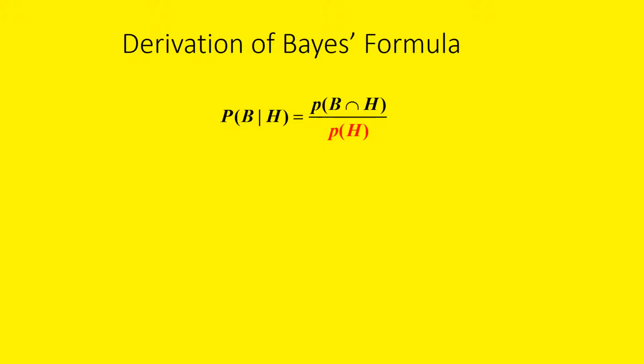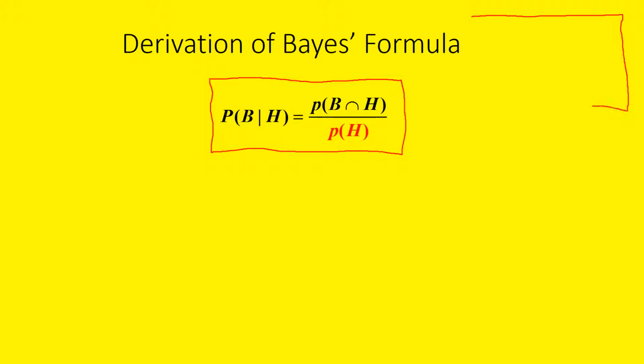Derivation of Bayes' formula. Here is a well-known rule of probability. Probability of B given H is the probability of B and H divided by the probability of H. Makes sense. Let's say we have the events B and H are represented by regions in a Venn diagram.